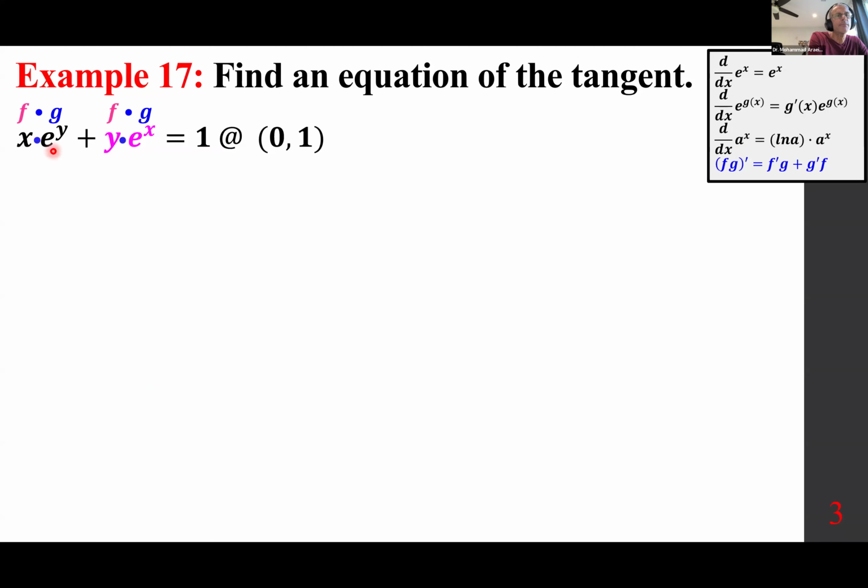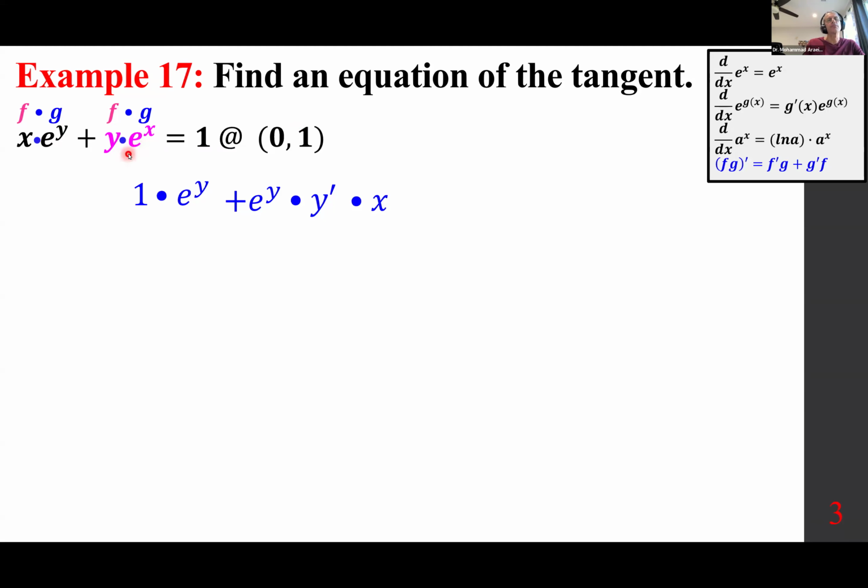So f prime g plus g prime f. x gives you 1 times e to the power of y, and e to the power of y gives itself, times y prime, because y acts like g of x. Remember, the derivative of e to the power of g of x is e to the power of g of x times g prime. So times y prime, and then times x.